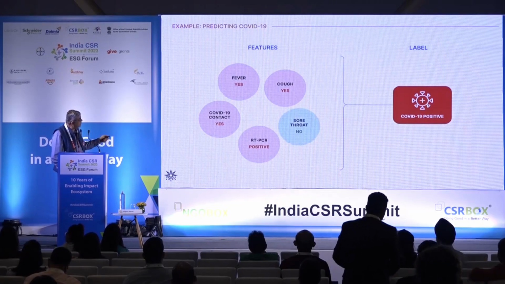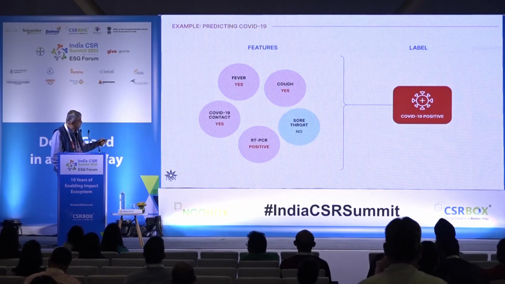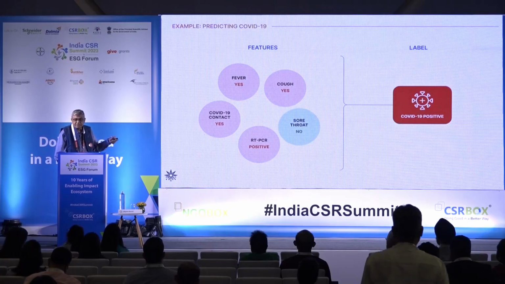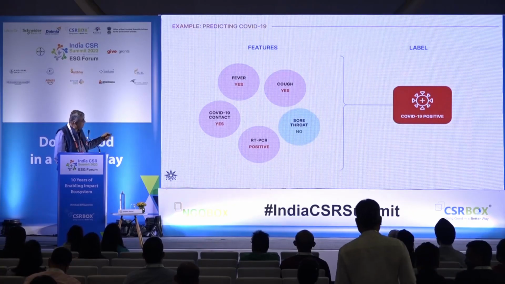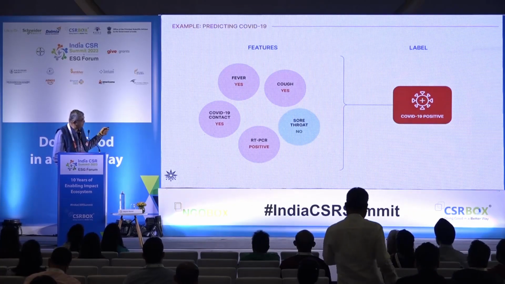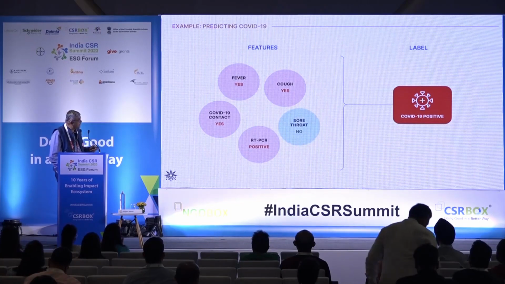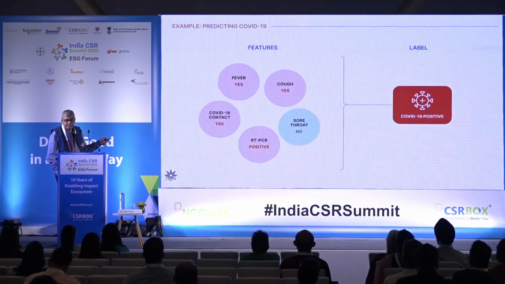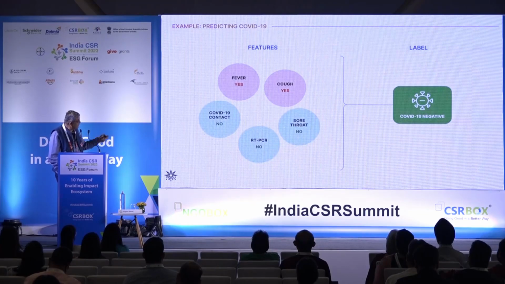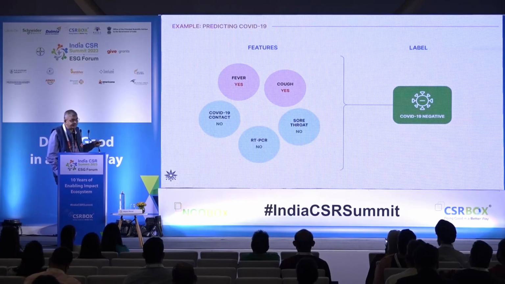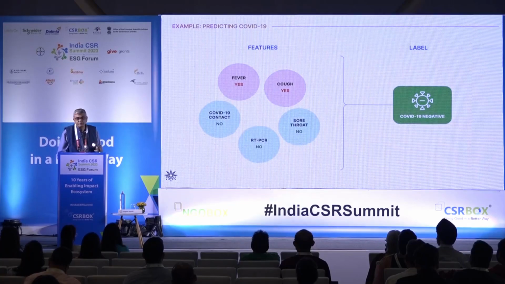Then you might look at a number of these features. So the slide is just to illustrate what are features and what is a label. So features are these characteristics of the patient, whether the patient has fever, cough, and sore throat, and so on. And then the label is the outcome. The outcome is COVID-19 positive, right? Similarly, if you have a different set of values for these features, you may have a different outcome.